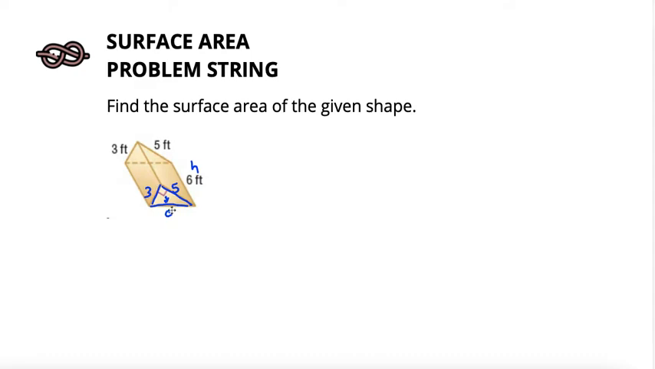Before we can calculate the surface area of this shape, we have to figure out what the hypotenuse is of this right angle triangle. It doesn't really matter which one you label a or b. Let's call 3 our a and 5 our b. So the Pythagorean theorem says that a squared plus b squared equals c squared. So our a squared is 3 squared. Our b is 5, so 5 squared, and that's equal to our c squared.